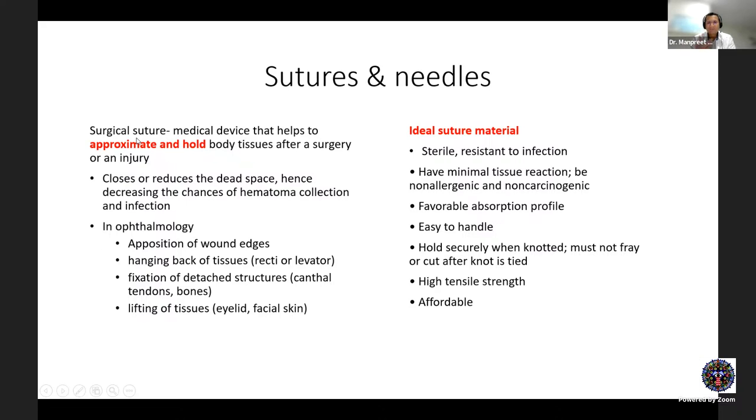Easy to handle. Hold securely when knotted. Must not fray or cut after the knot is tied. It should have high tensile strength to bear our movements. And it should definitely be affordable to the patient.